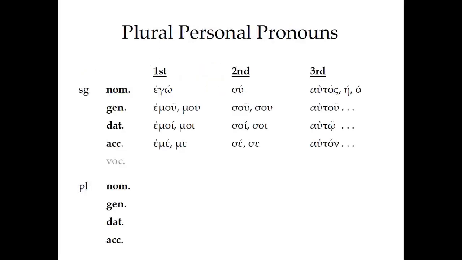These are the singular personal pronoun forms that we have learned already. We've got the first person, second person, and third person: I, you, and he, she, or it. We're going to take a look at the plural forms in just a second.